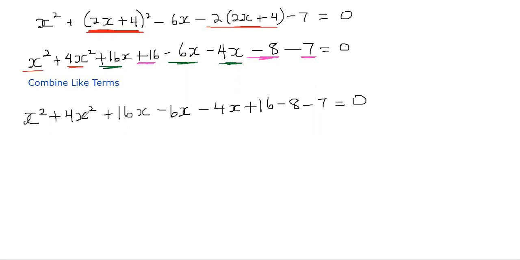So 4x squared plus x squared is 5x squared. 16x minus 6x, that's 10x. 10x minus 4x is going to be 6x. So this is plus 6x here. And then 16 minus 8 will be 8. 8 minus 7, that's 1. So this is what we end up with here. We end up with a quadratic equation.